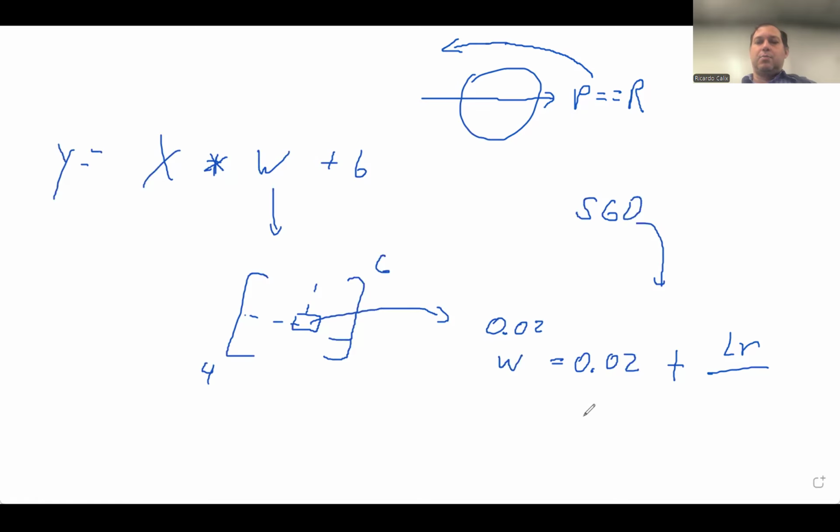So then 0.02 plus, what was the learning rate? I think it was 0.003. So you just add that. And now the weight has been updated to 0.023. Do you guys see that? And that's the magic here.